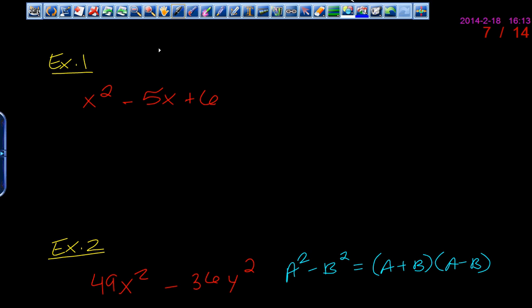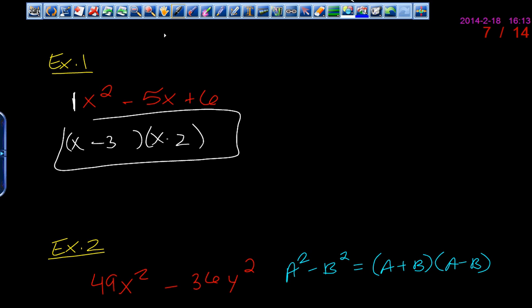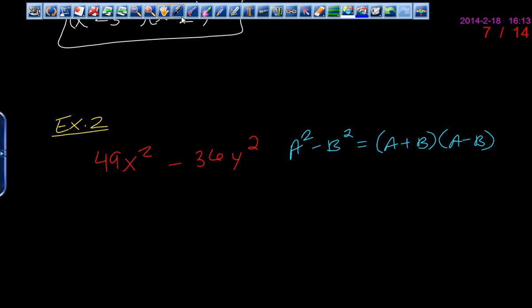Anytime you have a 1 as a coefficient, we can automatically jump to this step, and then it's just a matter of figuring out what times what makes 6 and adds up to -5. So that's going to be -3, -2, call it a day. We're done.